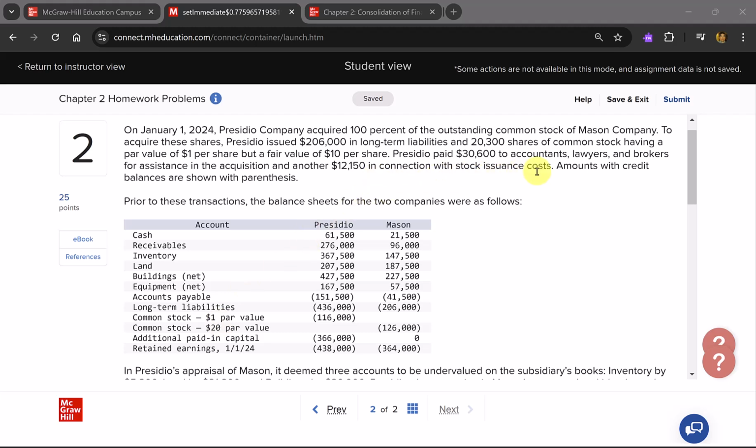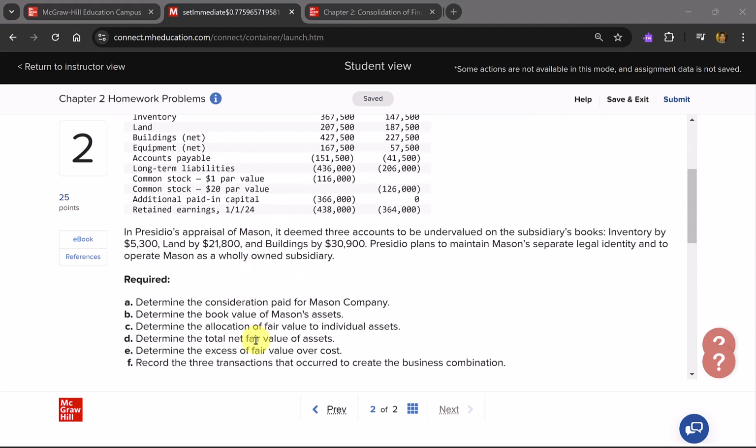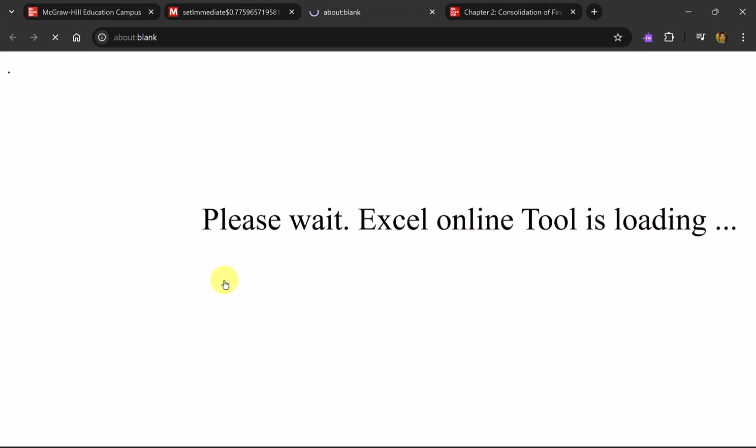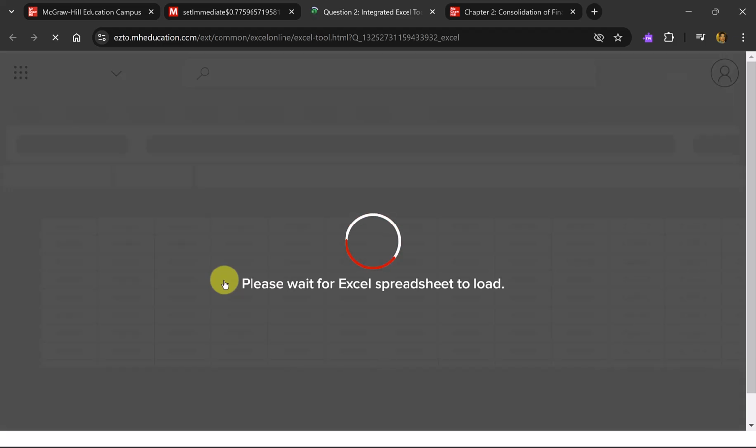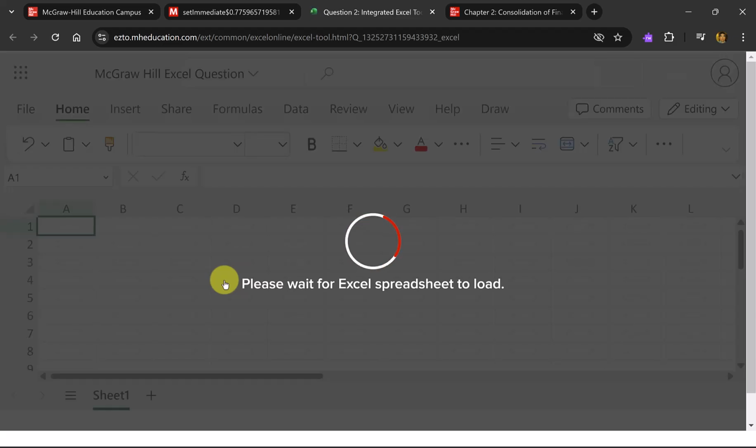The cost of issuing the stock is $12,150. And we're told the rule of recording the cost, the debit for this amount, is not to an expense, but to offset the additional paid-in capital we're going to have to report on the purchase of Mason. So let's get into the spreadsheet where we'll see pretty much the same information, but now amounts are put into the spreadsheet cells so we can now use those cells as references into our formula.